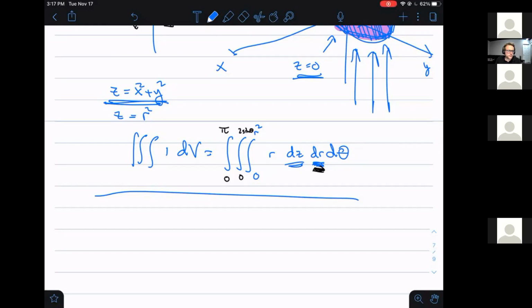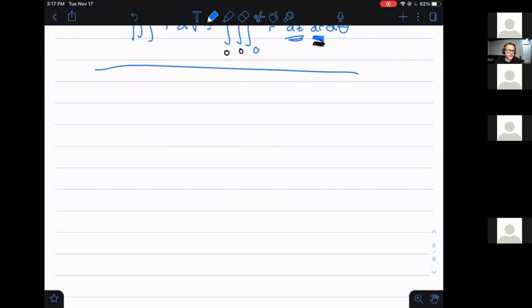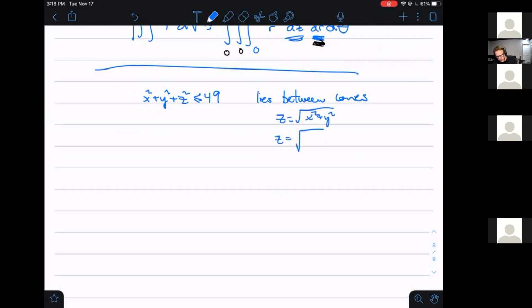Homework 27 number 5 says express the volume of the sphere. Mine is x squared plus y squared plus z squared is less than or equal to 49 that lies between the cones z equals the square root of x squared plus y squared, and z is equal to the square root of x squared plus y squared divided by 3. And then maybe we'll do the express, but we won't do the evaluate.